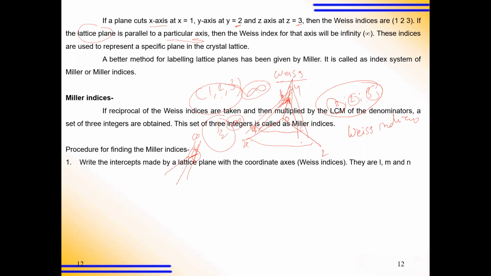The first step is, आता मिलर इंडायसेस कसा मिळवायचा, तर पहिली स्टेप म्हणजे राईट द इंटरसेप्ट लिहायचा मेड बाय द लॅटिस प्लेन विथ द coordinate axis, that is Weiss indices, and they are LMN. पहिल्यांदा तुम्ही वेस इंडायसेस लिहून घ्या. So first you write the Weiss indices of the plane, its lattice plane. So they are LMN. Then second, take the reciprocals of these numbers.